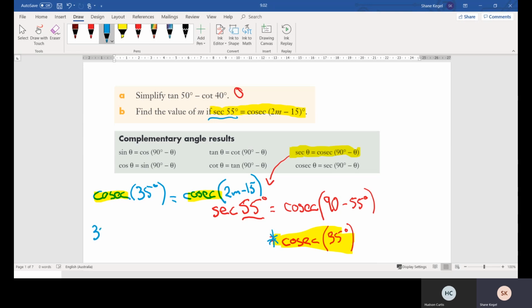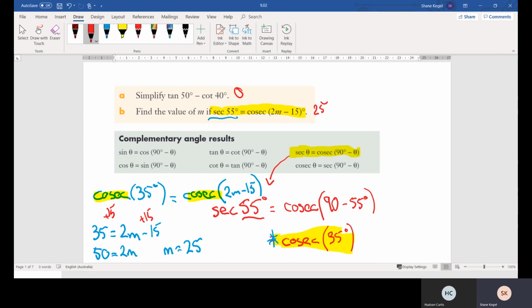So 35 equals 2m take 15, which I'm now going to add 15 on both sides. This is just simple algebra now. I get 50 equals 2m. I need to divide through by 2 to find m, so m gives me 25. And that should be my answer, so I could plug that in up here.